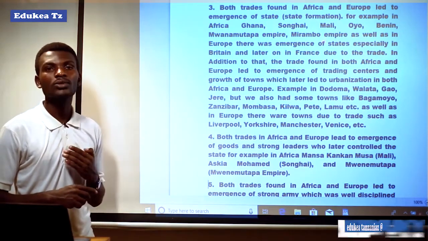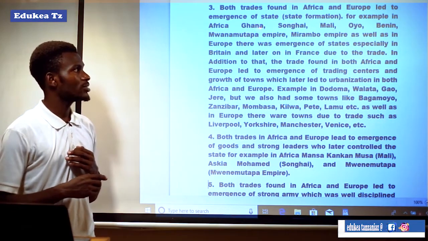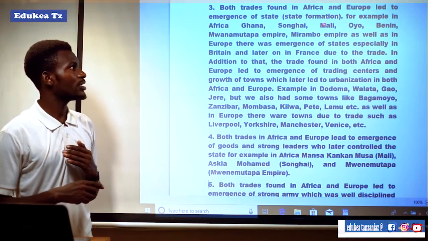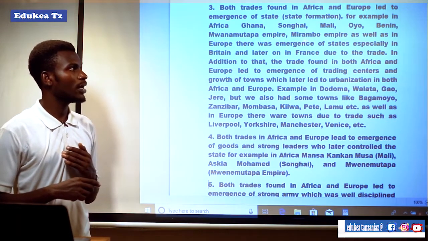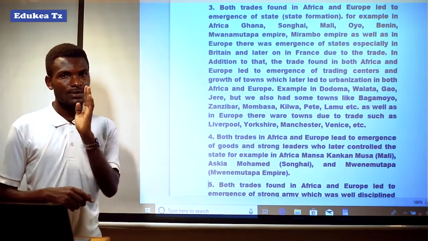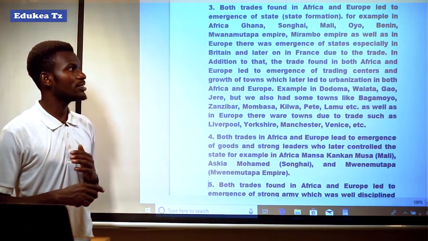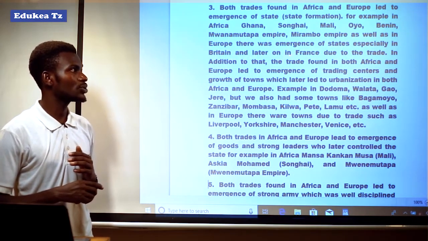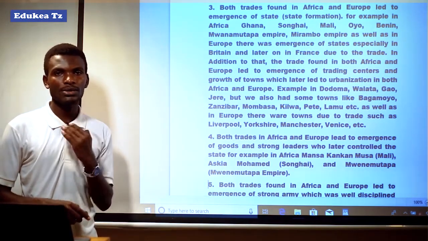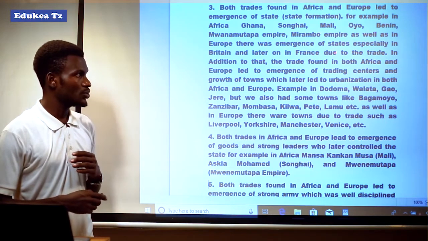For example, in Africa, there were many states which were formed, like the Sudanic states, which included Ghana, Songhai, and Mali. But there were also forest states like Oyo, Benin, Dahomey, Mwanamutapa Empire, Milambo in East Africa, and others. So this thing was happening in Europe the same, whereby there was emergence of states, especially in Britain and later in France. It means in Britain and France there was emergence of states which were formed as a result of trading activities.